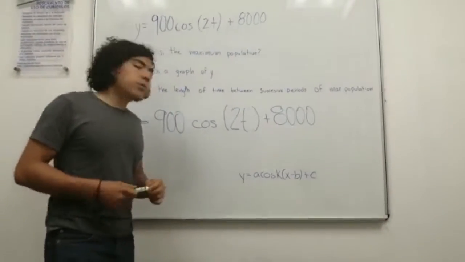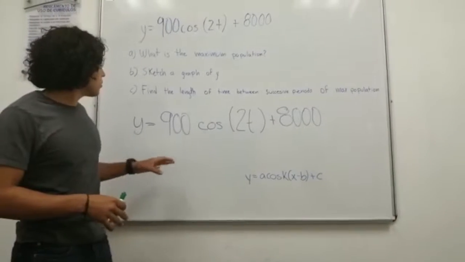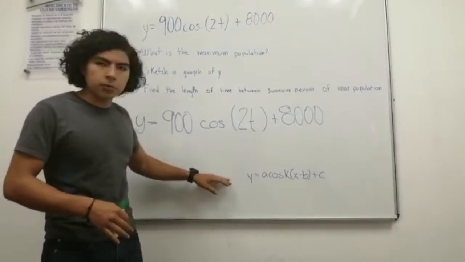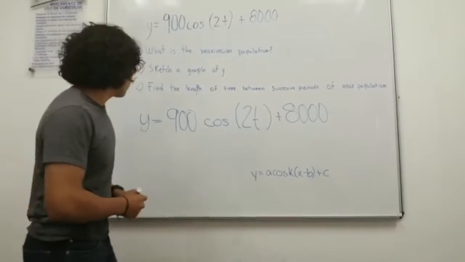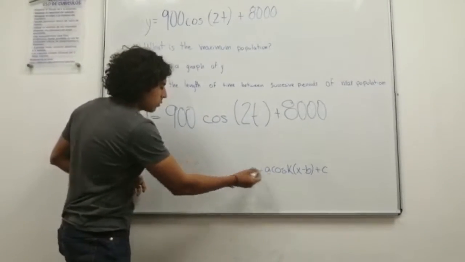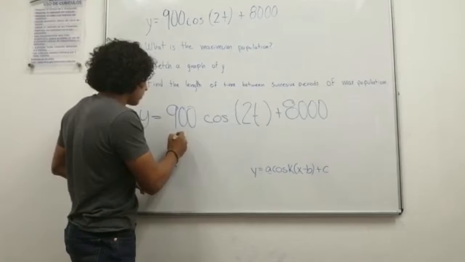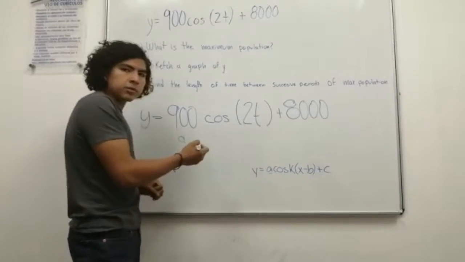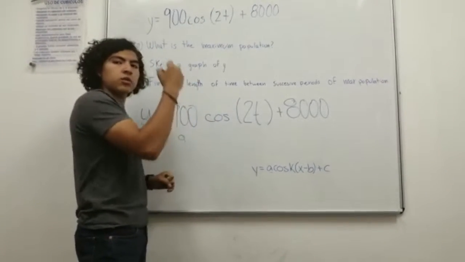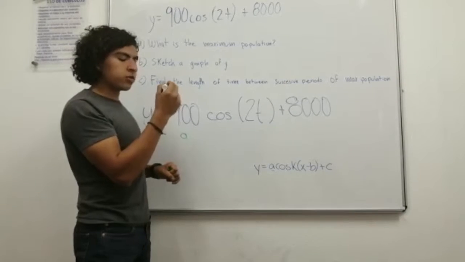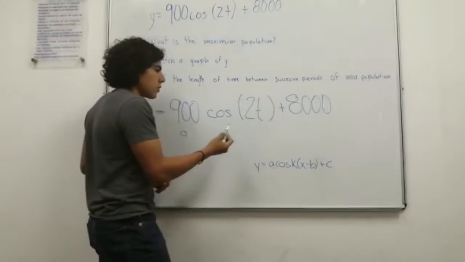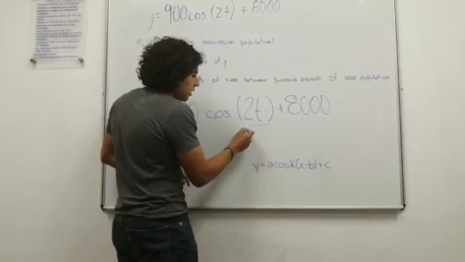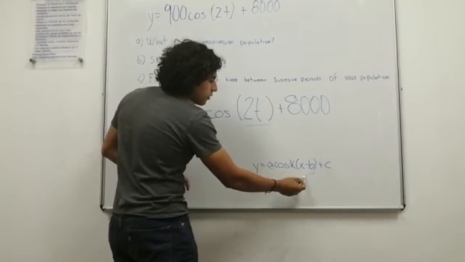So now, if we want to start comprehending this problem, we simply need to compare these two formulas, which are very, very similar. This is a cosine graph. So, if we take this one, we know that 900 is our A, which is our amplitude, which is how much the graph is going to go up, and how much it is going to go down from its starting point. In here, we have to compare it to this one.